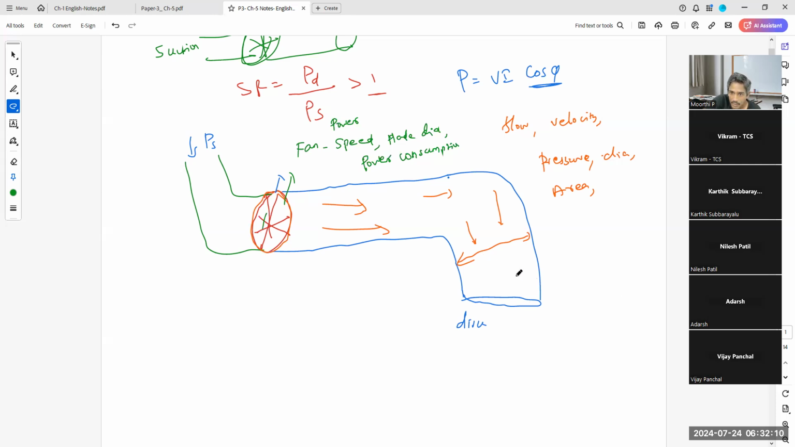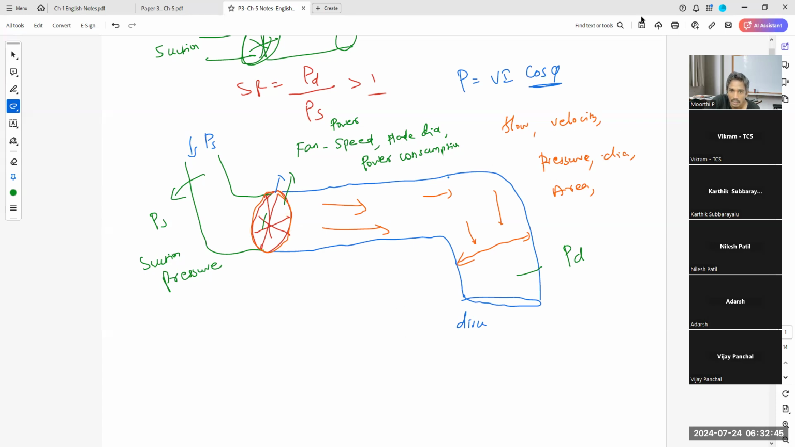Here delivery pressure, here discharge pressure. Here suction pressure. Same airflow. This is a basic unit. Can you understand this basic unit? What are the same? Flow, velocity, pressure, diameter, the pipeline diameter, area. Area means pi r square. Same, you have to remember.